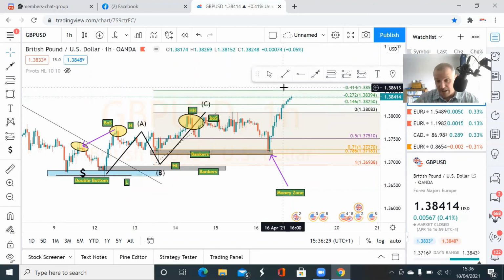So hit that link. Let's see your charts going into this week. We want the Fibonacci levels drawn up, the money zone, and the retracement from the money zone to a TP area. See you later, guys. Thank you very much.